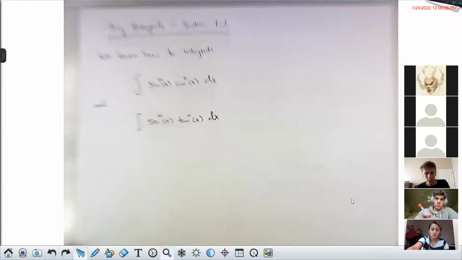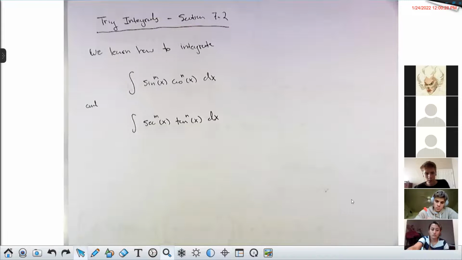Powers of sine times powers of cosine, and powers of secant times powers of tangent. Now, these, although it might not seem like it, are all you will ever need to do to integrate in order to handle basically any integral of trig functions, as long as the insides are the same, right? X's or thetas or 2x's or 3 thetas. Pretty much any trig integral can be broken down into sums of integrals that look like these.